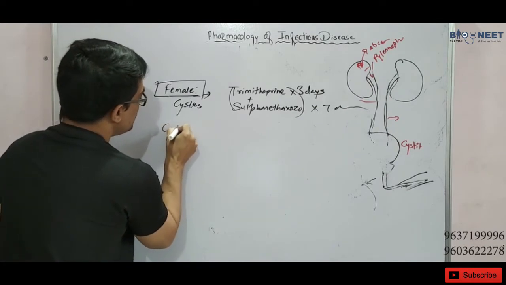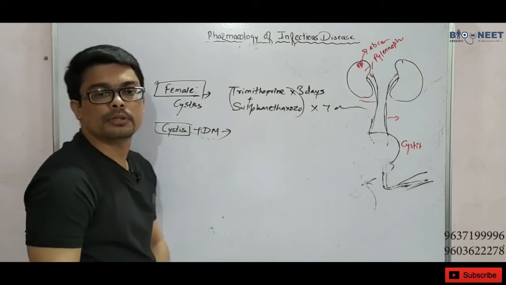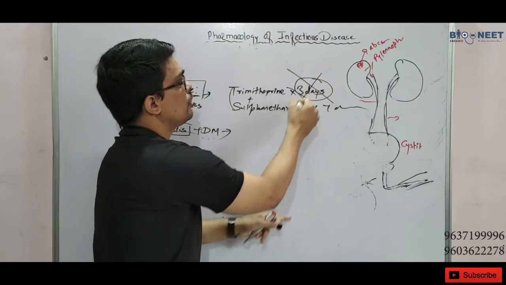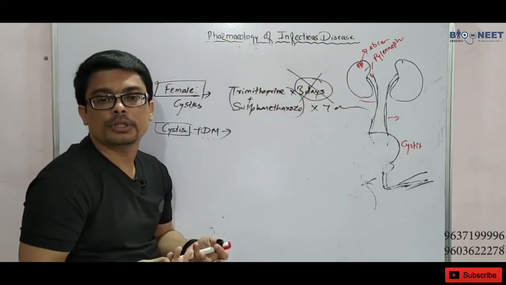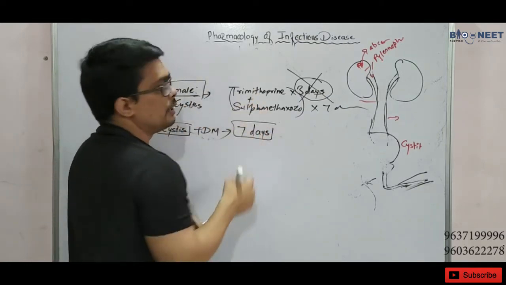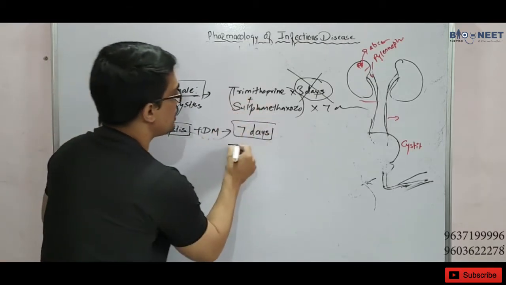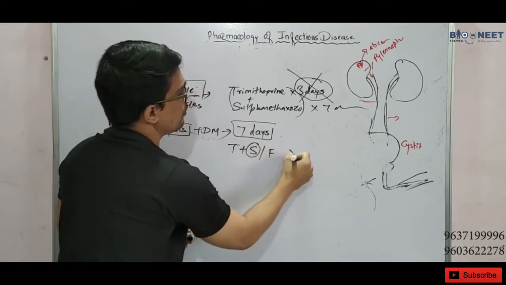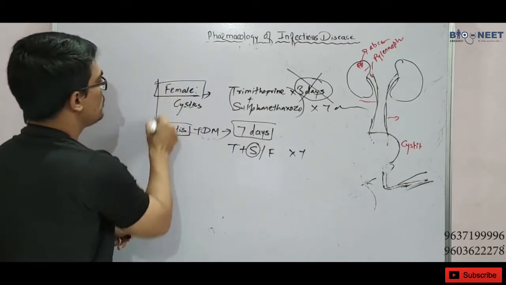If the cystitis is present in a patient who also has diabetes mellitus, then 3 days of treatment is not worthy; you have to increase the treatment. It should be 7 days minimum. The drugs are trimethoprim and sulfamethoxazole, or you can use a fluoroquinolone for 7 days. So this is about the female.